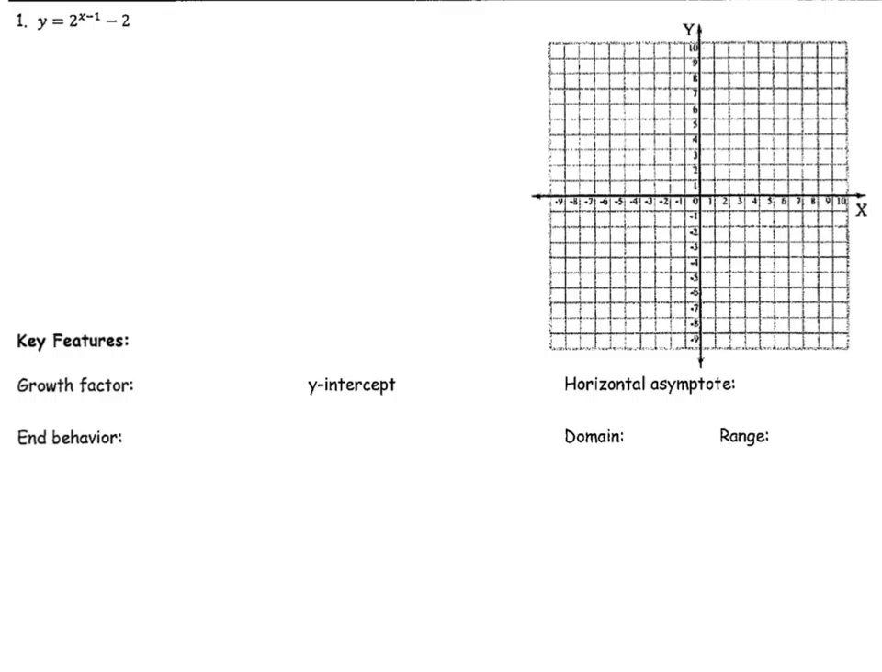So for number 1, this 2 to the x is your parent function. It looks all normal. I'll do it in black, I guess. My y-intercept is 1. Can you zoom in? No, it's 2. No, I can't because then the screen won't show everything. How is your y-intercept 1? Because the parent function always has a y-intercept of 1.